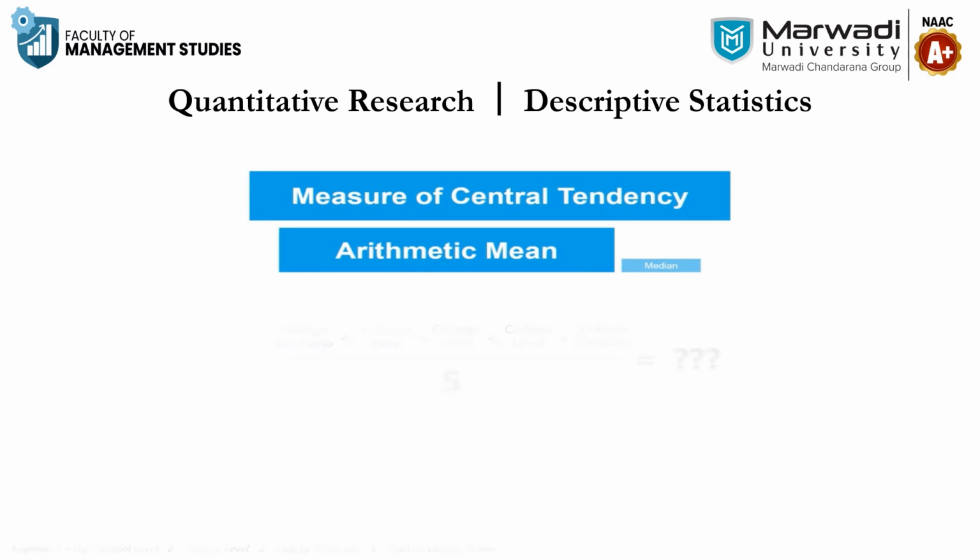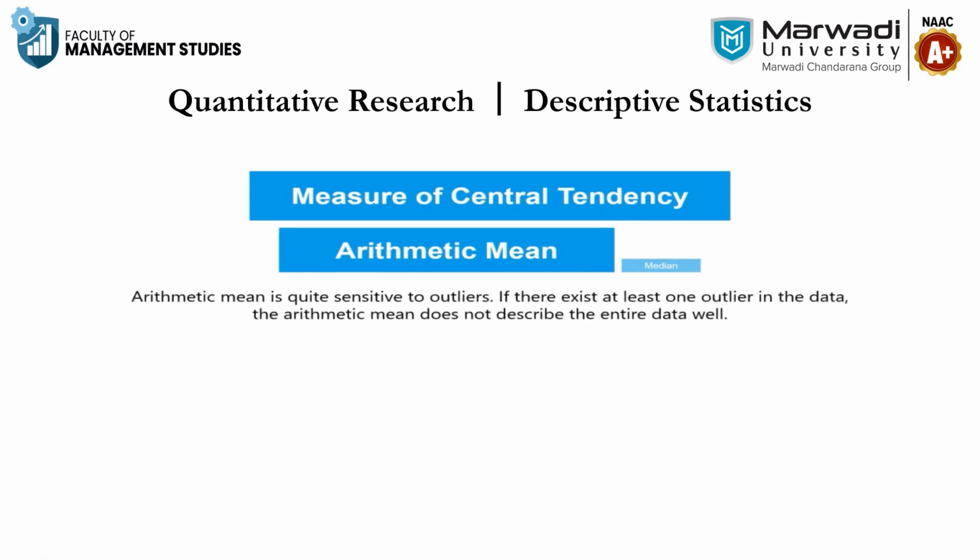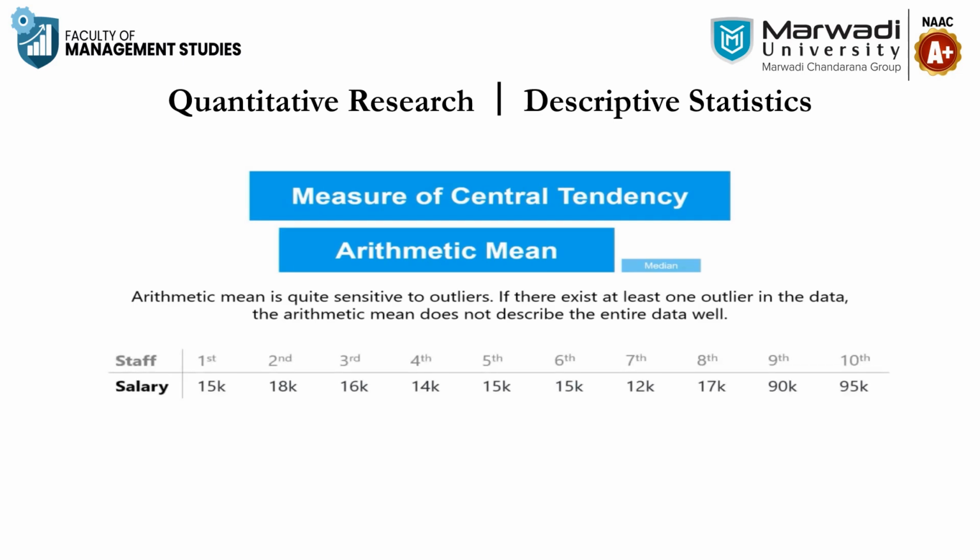In addition, arithmetic mean is quite sensitive to outliers. If there exists at least one outlier in the data, the arithmetic mean does not describe the entire data well. For example, consider the wages of 10 staff at a factory below. Notice that staff 9 and 10 have significantly large salary compared to the other 8. We may consider them as outliers.